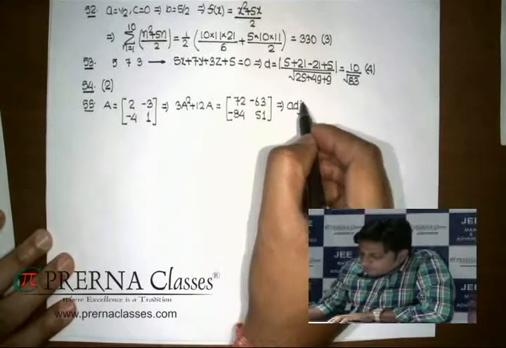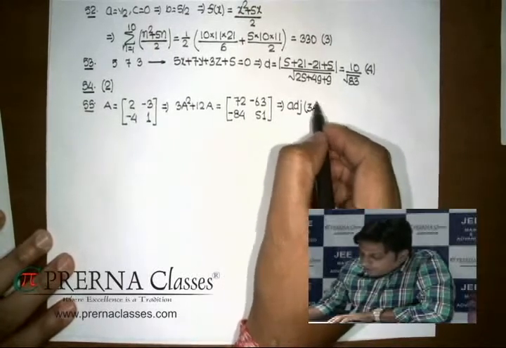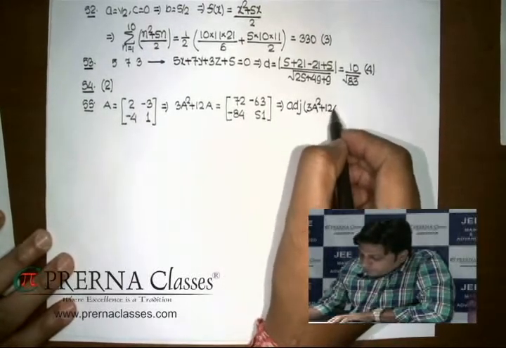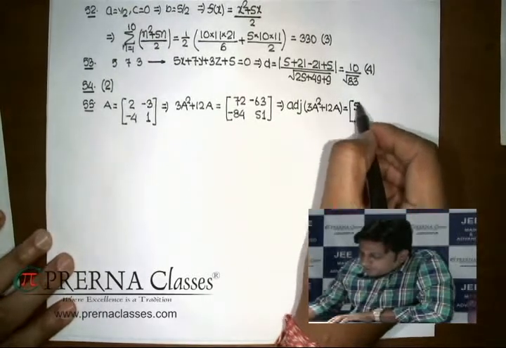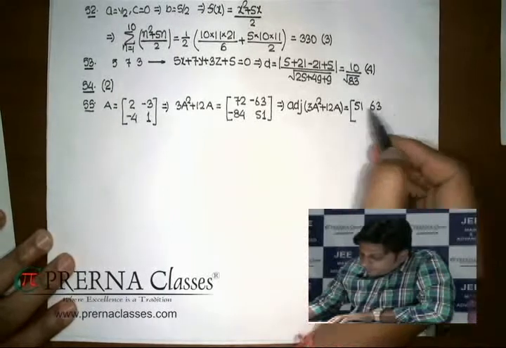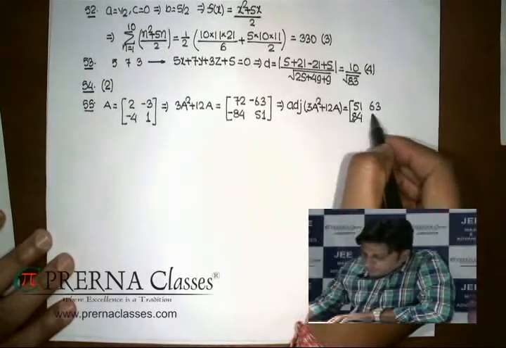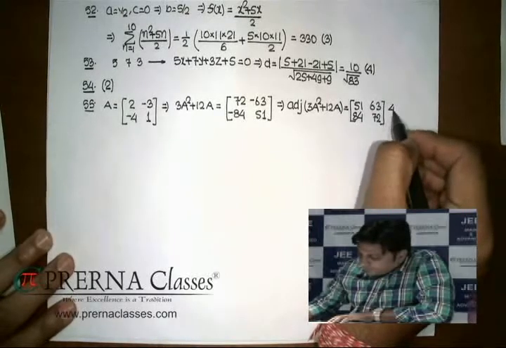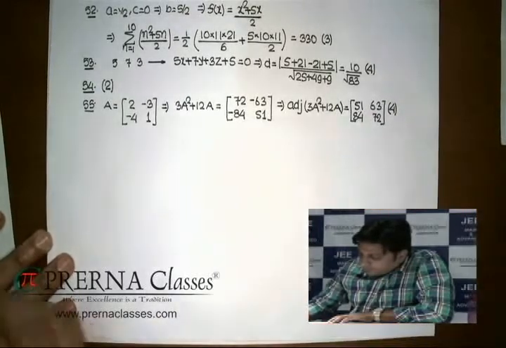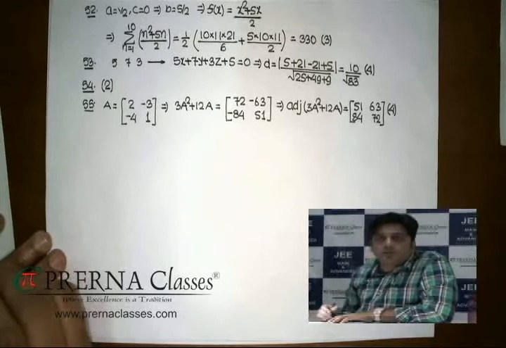And therefore its adjoint is going to match with this matrix. Option 4 is the correct answer for this question.